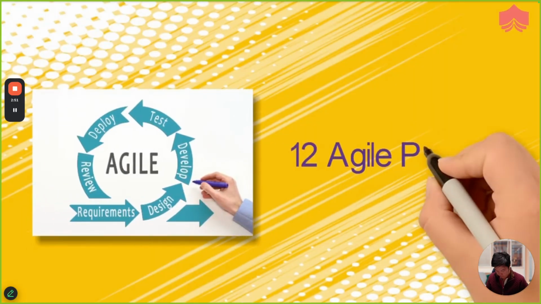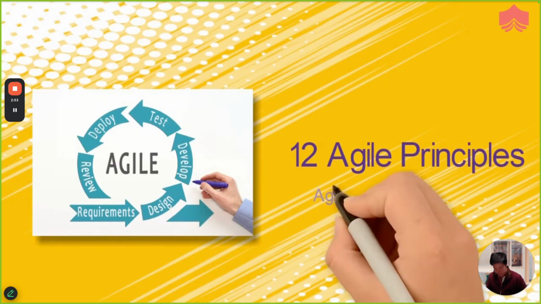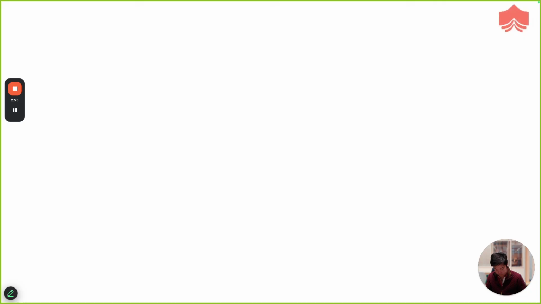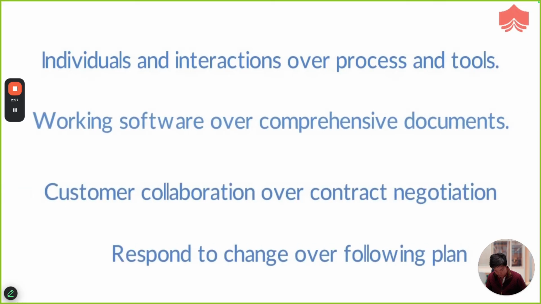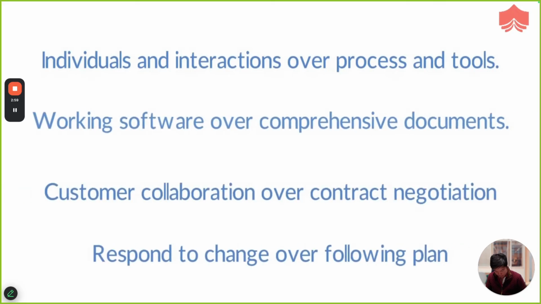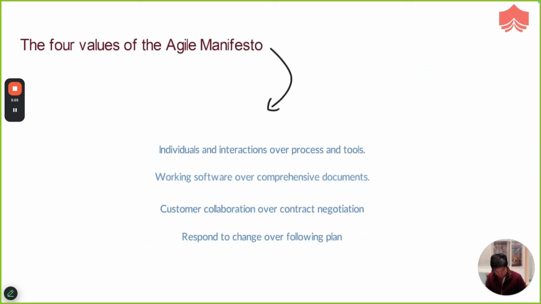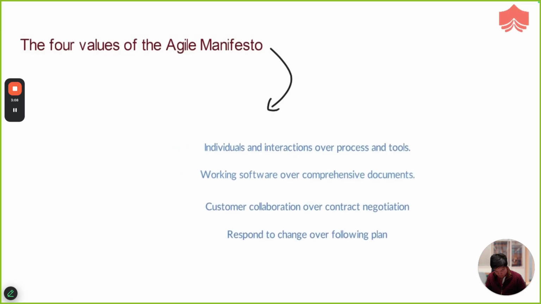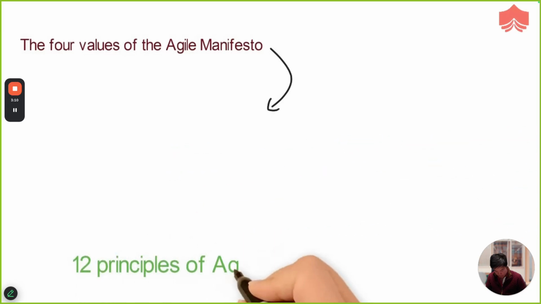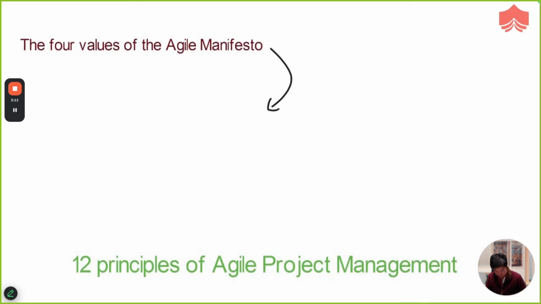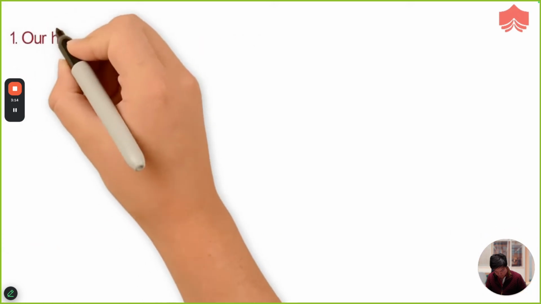Hello and welcome to Knowledge Hut. In this video, we will be discussing the 12 Agile principles which are followed in Agile project management. But before watching this video, we recommend you watch our previous videos on the 4 values of the Agile Manifesto, as those 4 values set the base for these 12 principles. Now that you are aware of the values of the Agile Manifesto, let us understand the 12 principles of Agile project management. First principle.